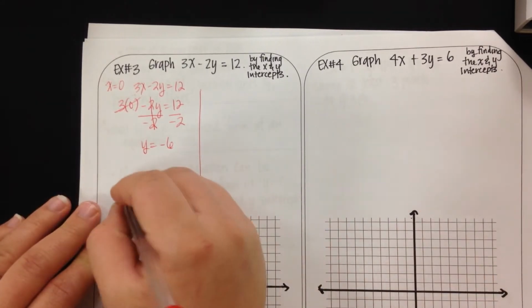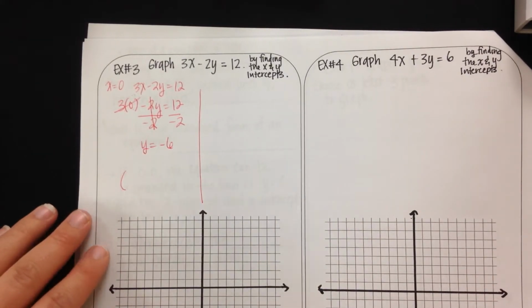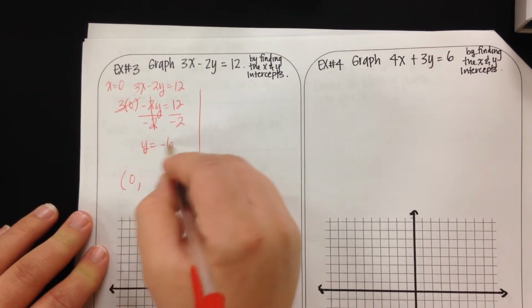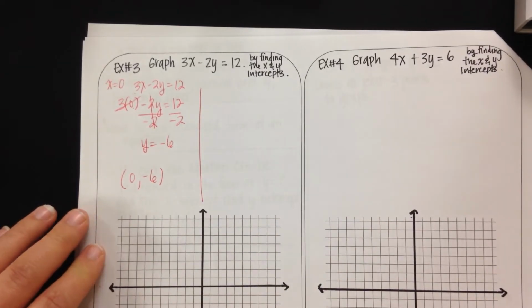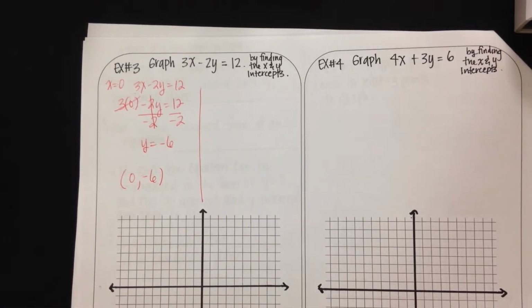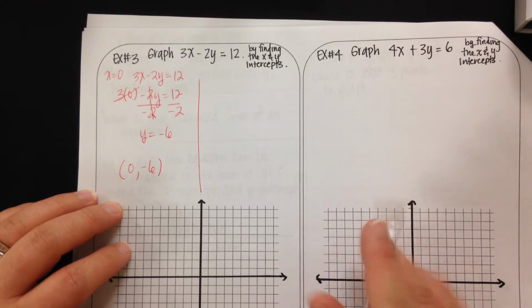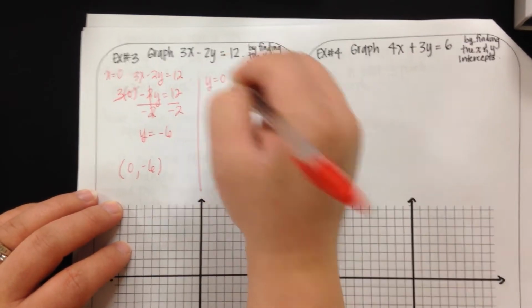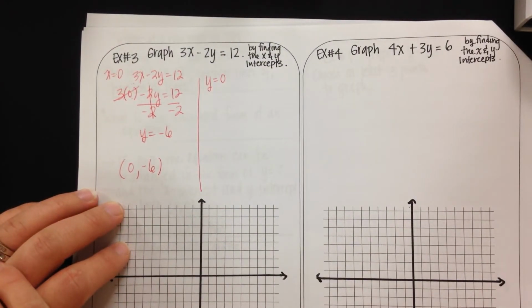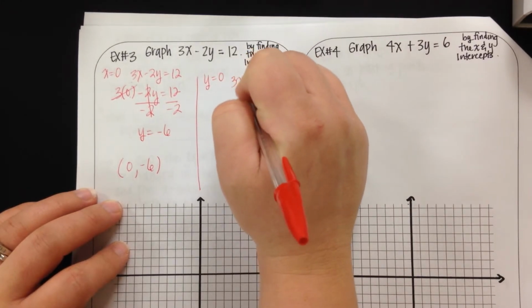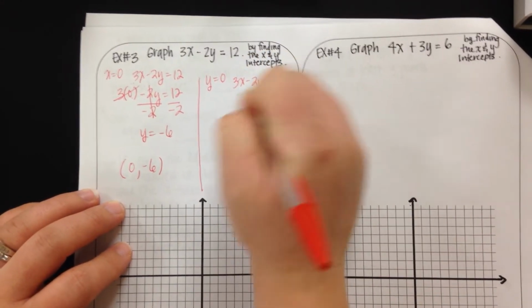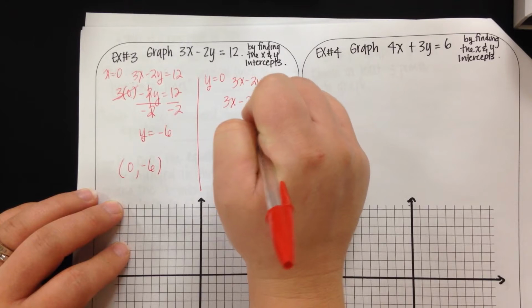Negative 6. And so I can write an ordered pair. X is 0, y is negative 6. We'll plot it here in a minute. Okay. Do the same thing to find your x-intercept, except now we're setting y equal to 0. Okay, we're going to use the same equation. We're going to plug in our value for y.